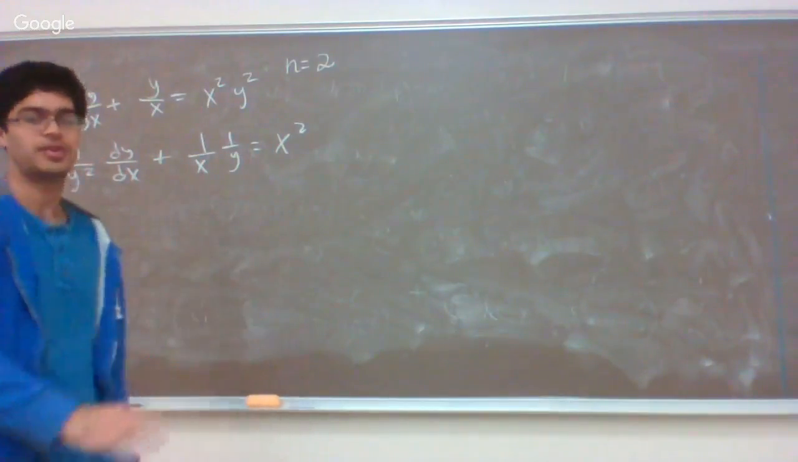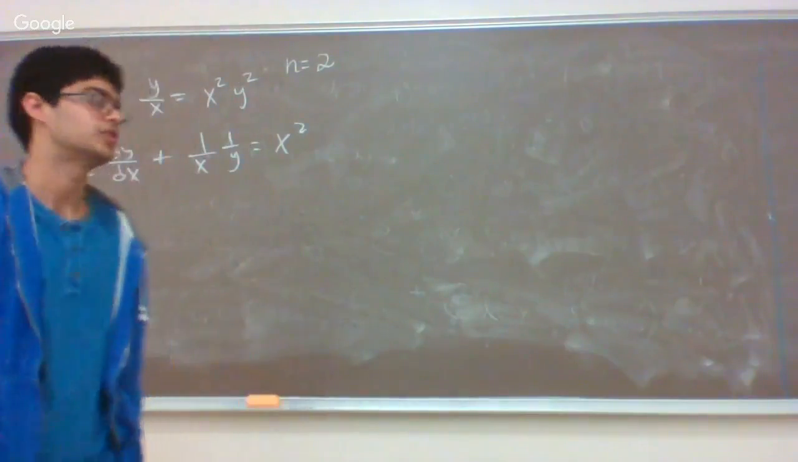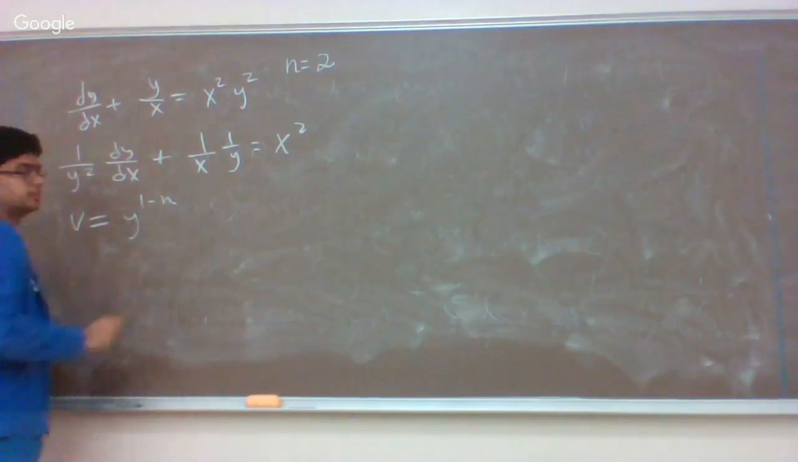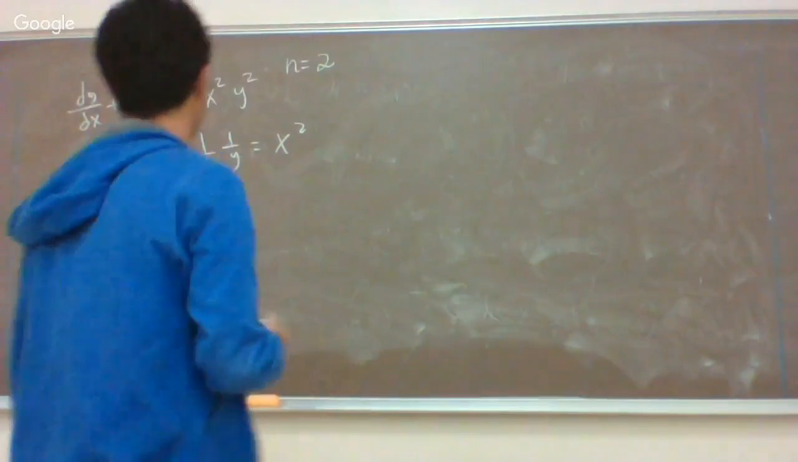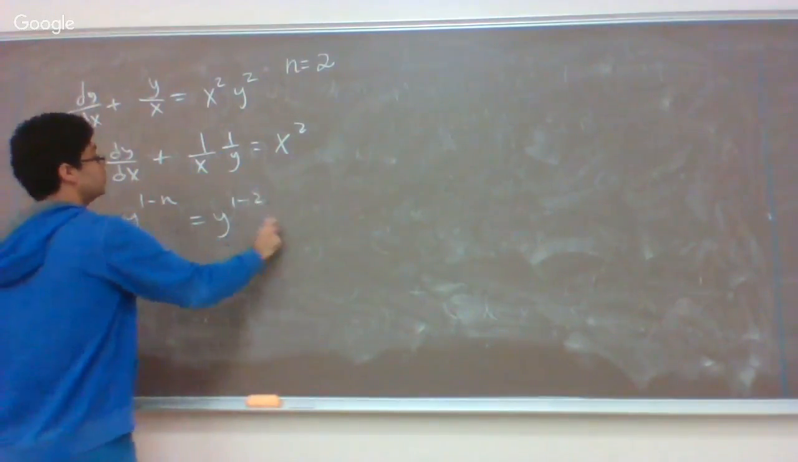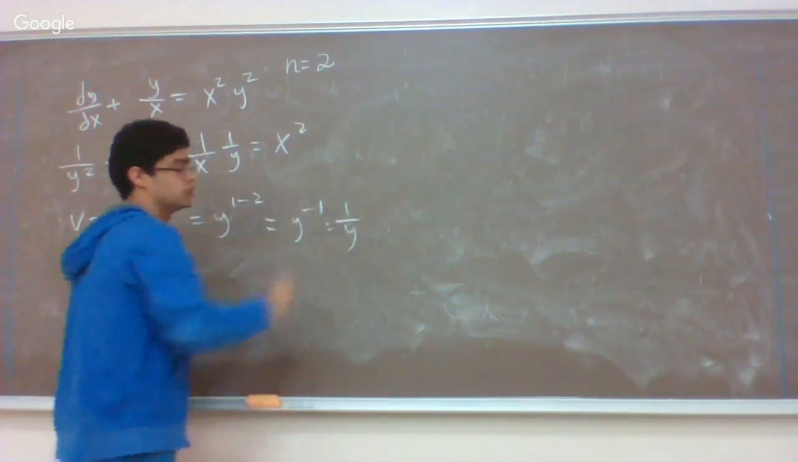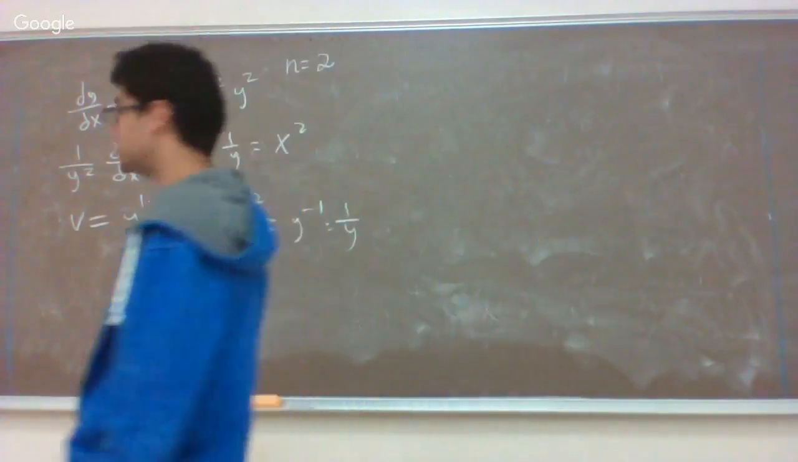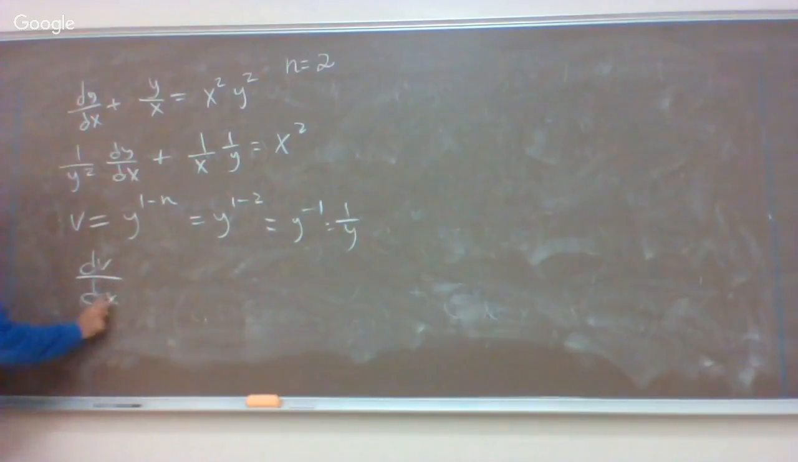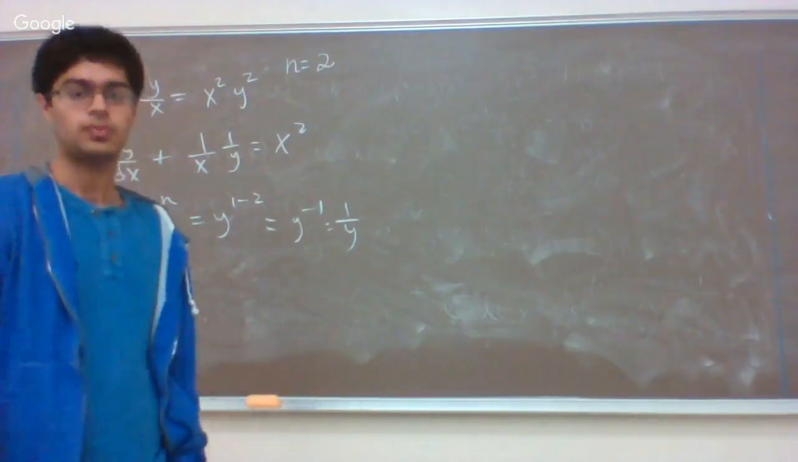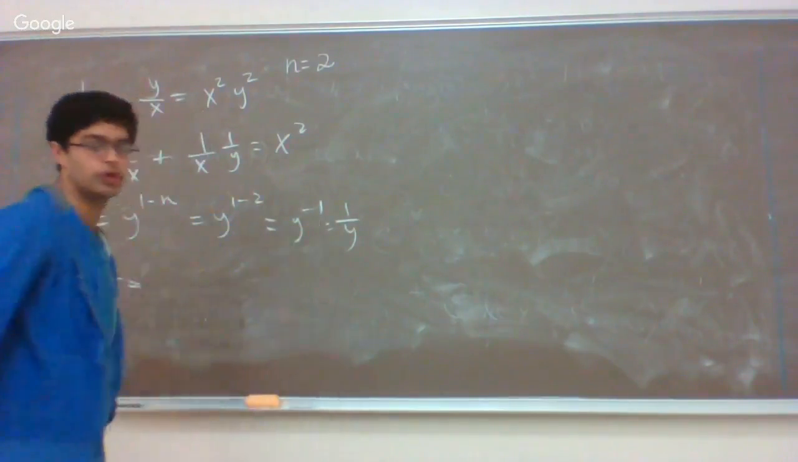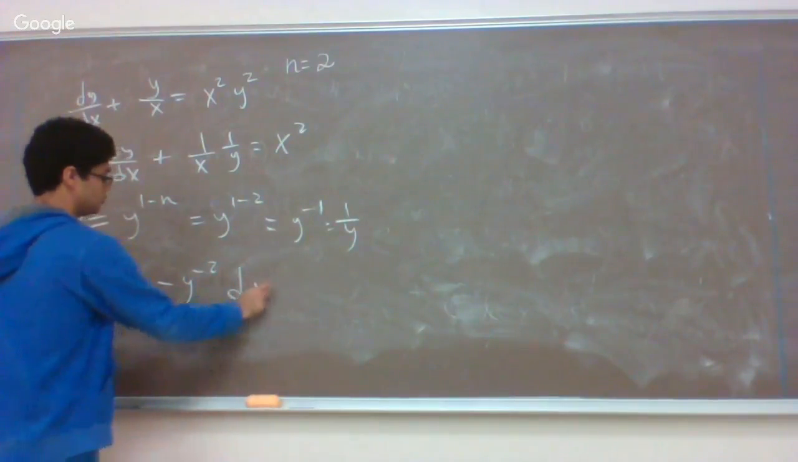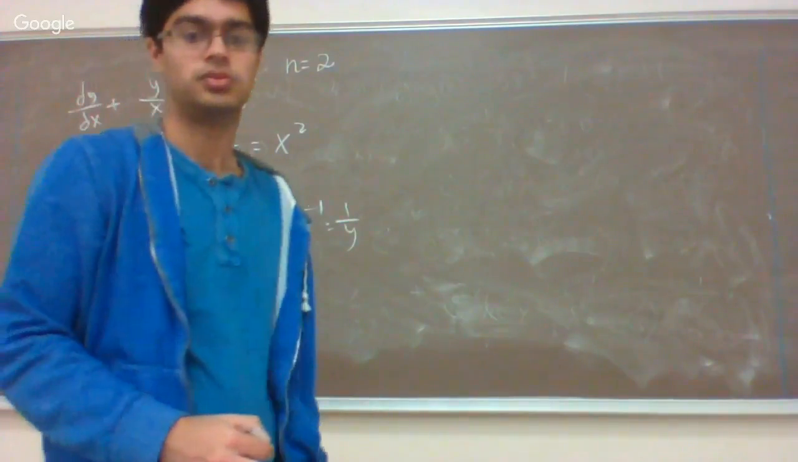I don't know if you guys remember this, I'm just going to go through solving instead of asking questions. Our v value is equal to y to the 1 minus n. So in this case, that's y to the 1 minus 2, which is y to the negative 1, which is 1 over y. If we do dv over dx, the derivative of y to the negative 1, or 1 over y, is equal to negative y to the negative 2 dy dx.